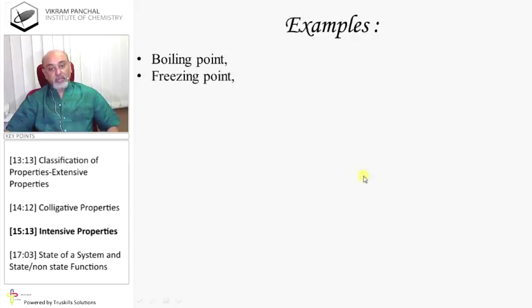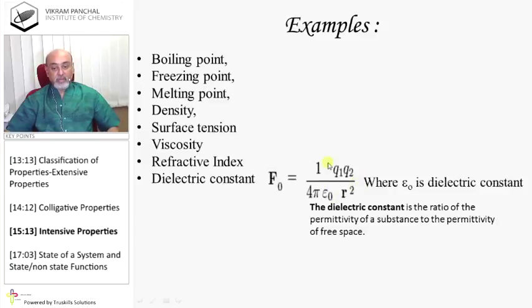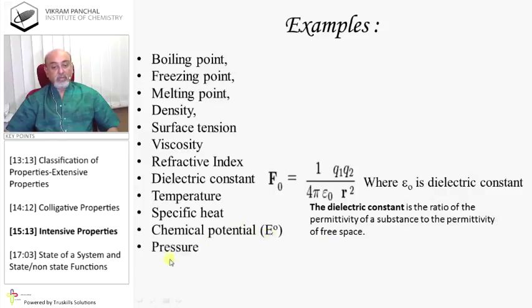Examples of intensive property: boiling point, freezing point, melting point, density, surface tension, viscosity, refractive index, dielectric constant. This is the formula of force, where epsilon 0 is the dielectric constant, and the dielectric constant is defined as the ratio of the permittivity of a substance to the permittivity of free space. Temperature, specific heat, chemical potential, pressure, concentration, heat. These are intensive properties.